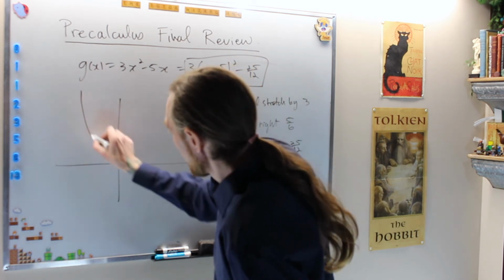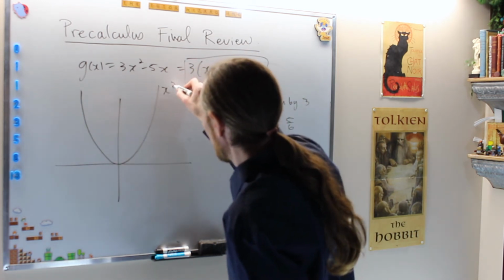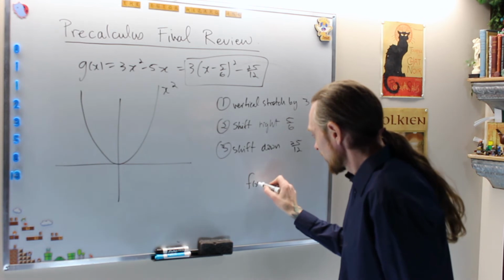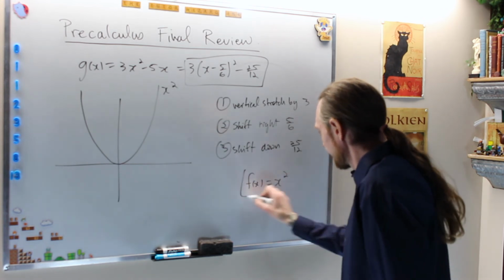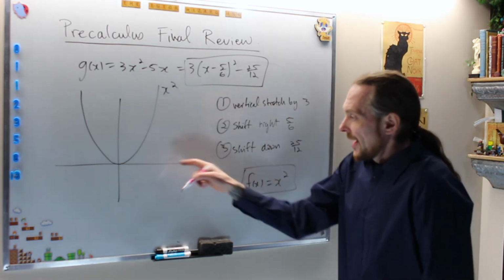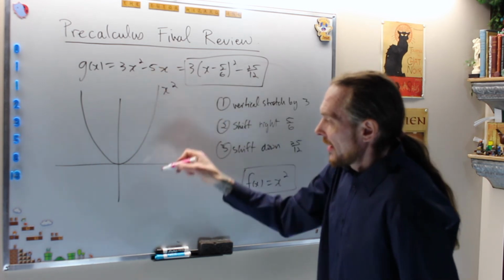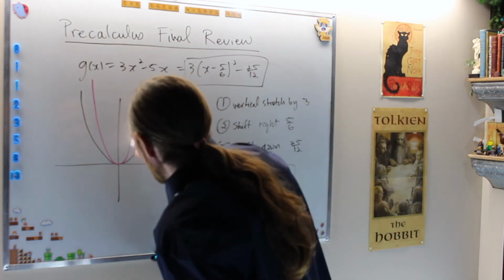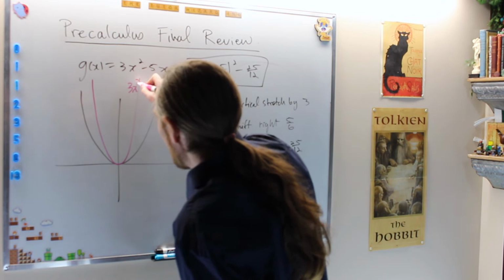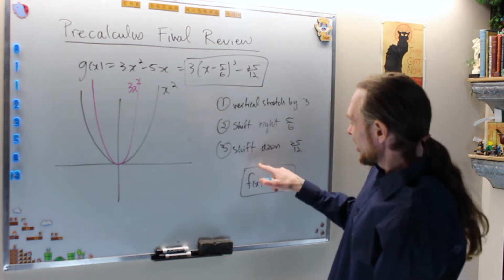the original function f of x is x squared. Our standard function starting with is x squared. If we vertically stretch that at 1, it will grow by a factor of 3. So this is the vertical stretching of 3x squared. Then what are we going to have?